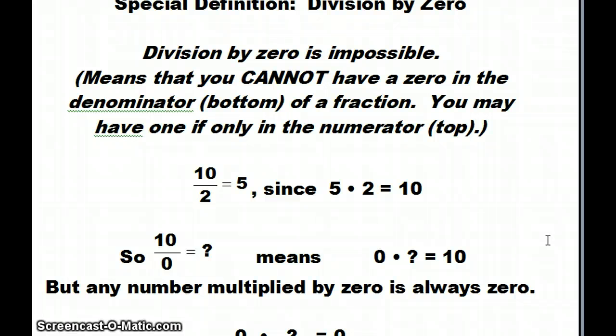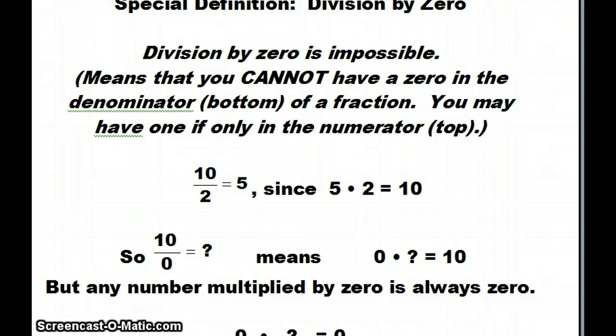10 divided by 2 is equal to 5, and we can check that by taking the number on the right, the 5, and multiplying it by the number on the bottom, 2, and getting the number on the top. That's our way of checking it. So if 10 divided by 0 was possible and equal to a question mark, then it means that we could take 0 times a question mark and get a 10. Well, there's no number that you can fill in for that question mark in order to get a 10.